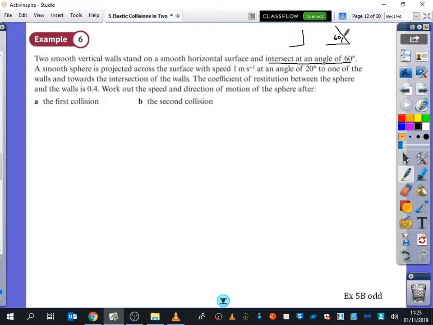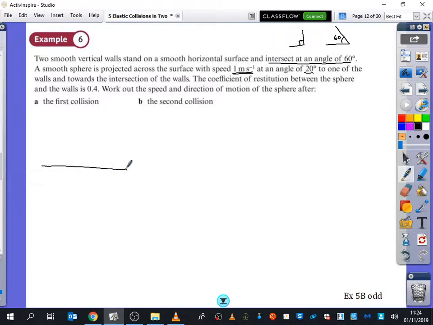They're kind of weird corners. And we don't really come across walls like this unless you're in, I don't know, big university buildings or libraries where they have weird architecture. Normally we just have right angles for walls, but this time we've got a particular situation like this. All we need to do differently here is be very careful about the diagrams that we draw and solving the angle problems. So again, we've got a smooth sphere. It's being projected across the surface with speed 1. Thank goodness, 1 is nice and easy, at an angle of 20 degrees to one of the walls and towards the intersection of the walls.